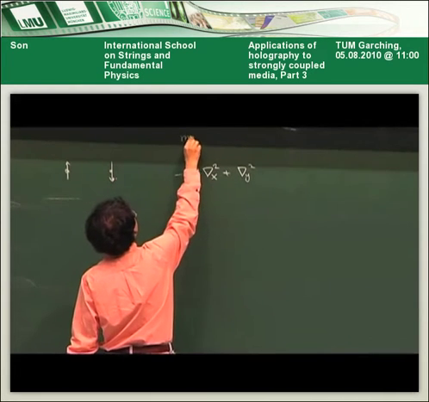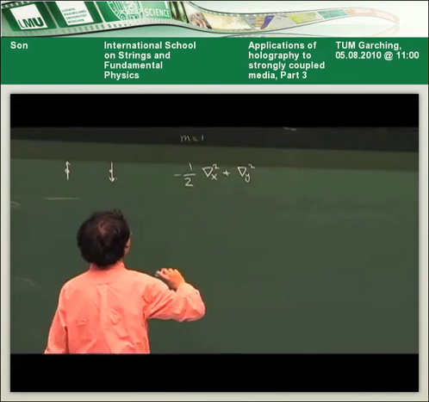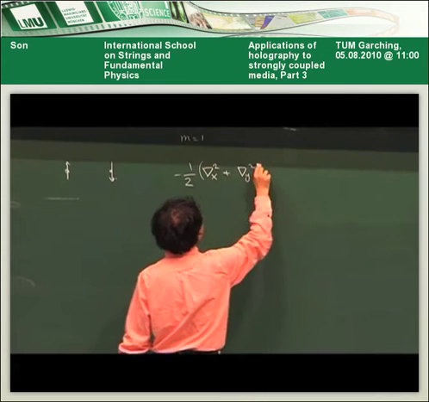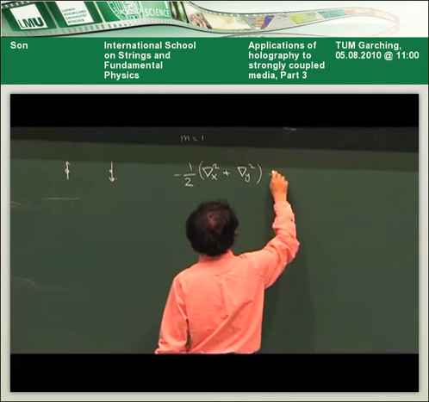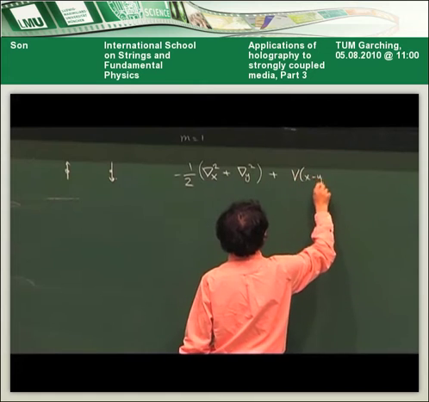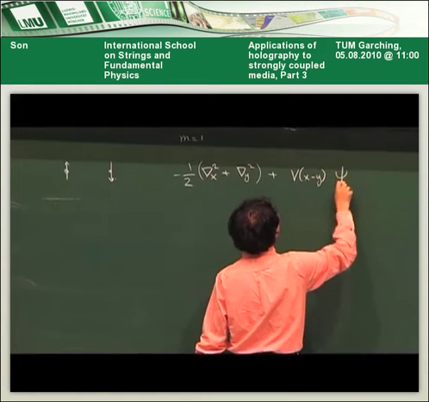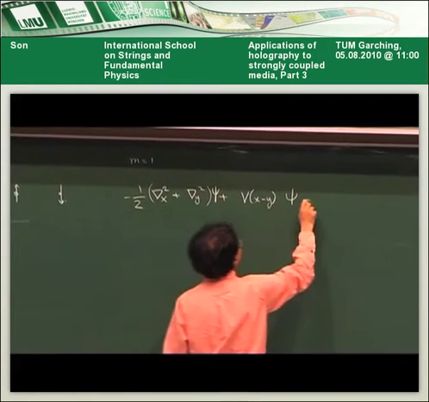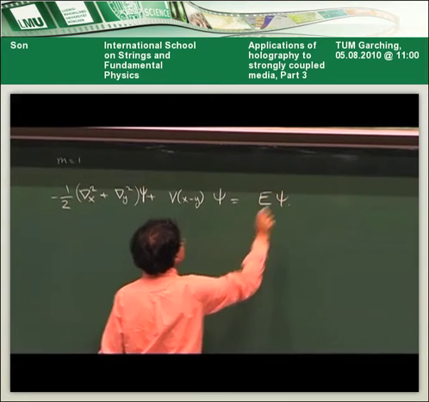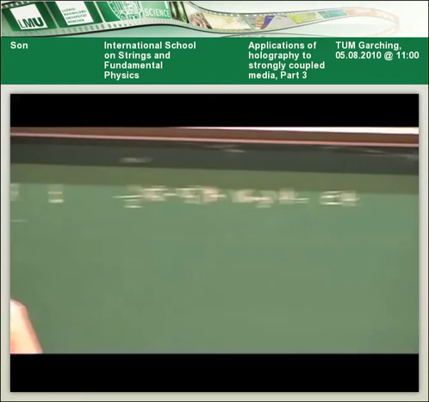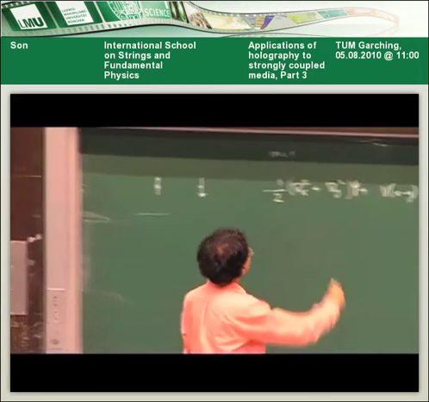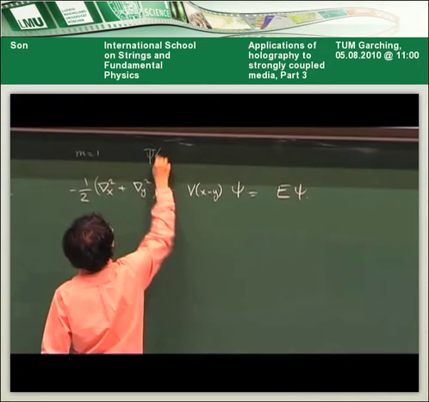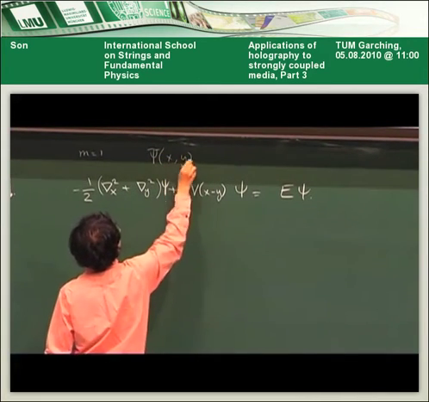So frequently I will set the mass of the particle to 1, in particular here. Plus V of x minus y times psi is equal to E psi. So this wave function is a function of x and y.